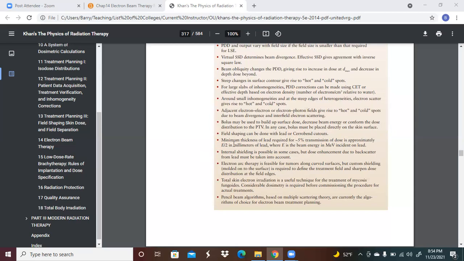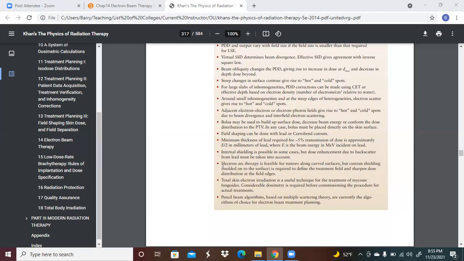So if you have a 6 MeV beam and you want to knock down the amount of transmission through a little portion, and you're using lead to do it, you want to bring it down to about 5%. Then you take that 6 and cut it in half, and so you need about 3 millimeters of lead. Internal shielding is possible in some cases, but some dose enhancement due to backscatter from lead must be taken into account.